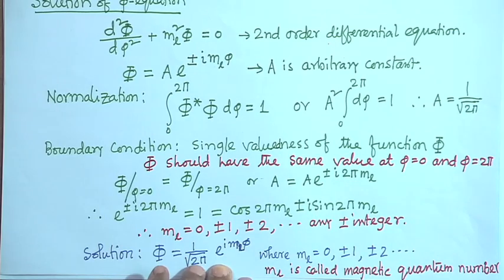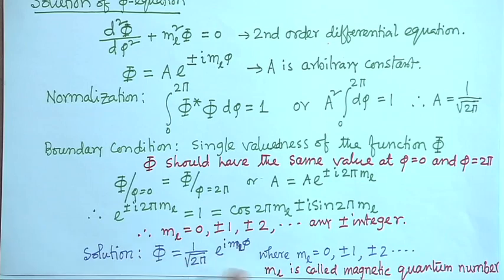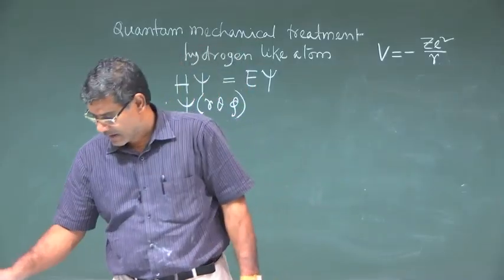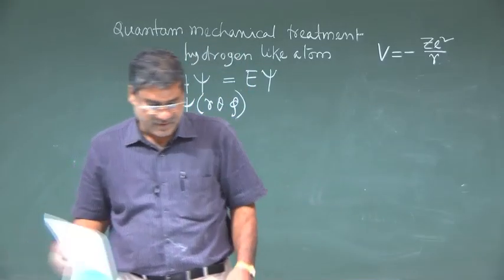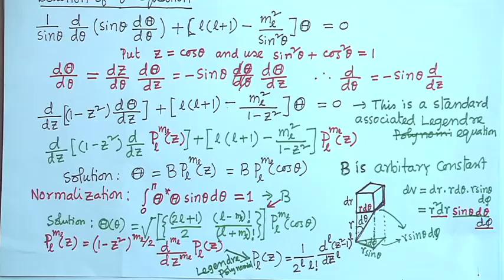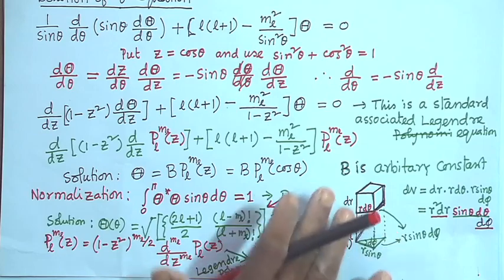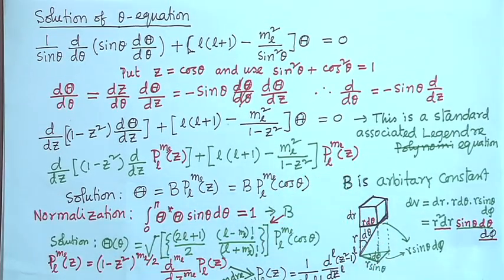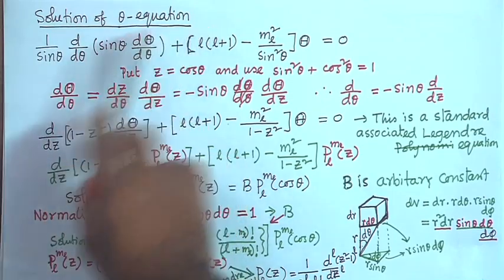Later on we will discuss some physics from this solution. So, let us now first get the solution of all three equations. So, this is the solution of the phi equation. Next we will see the solution of the theta equation. Okay. So, what is that equation?